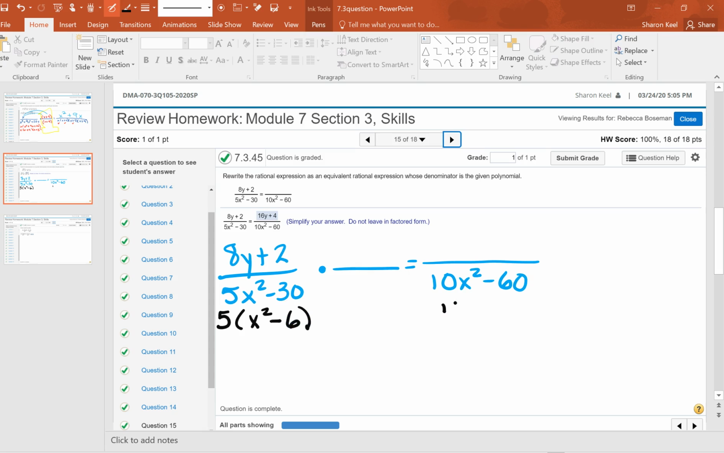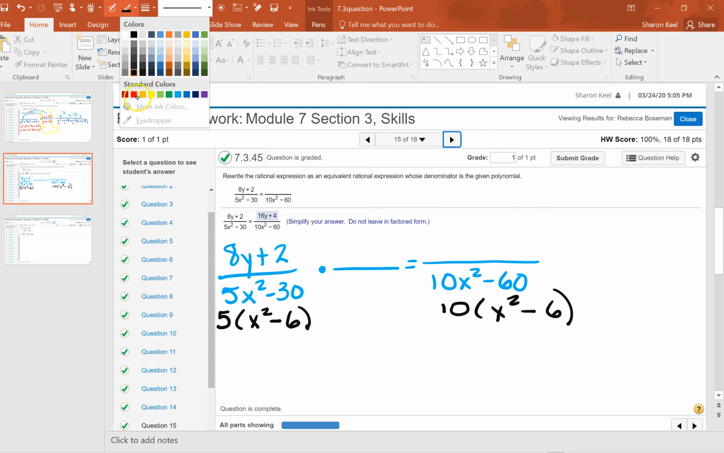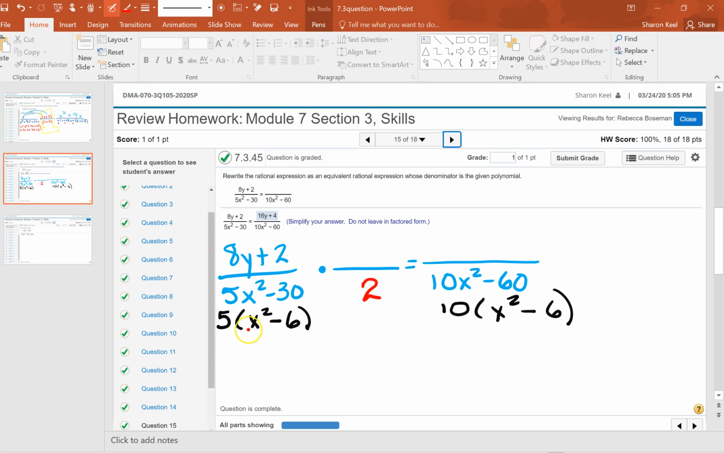On the right-hand side, this is not factored completely. We can factor out a 10, and that would leave us with an x squared minus 6. So I have a 5 here and a 10 here. I need to multiply 5 by 2 in order to get 10. The x squared minus 6 is identical for both. So what I have here is 2 over 2, and I'm going to distribute, multiplying the 2 times both of those terms. So we have 16y, and then 2 times 2 gives us 4.